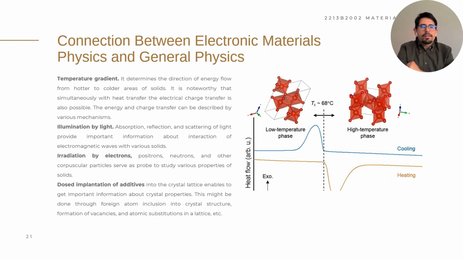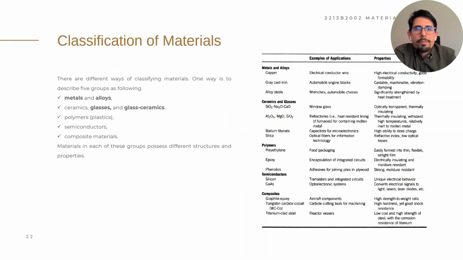Interaction with light and particles. The absorption, reflection, and scattering of light provide insights into the interaction between electromagnetic waves and solids. They are crucial for optical materials. Irradiation by electrons or other particles, or dosed implantation of additives, or doping, vacancies formation, and atomic substitutions are some other key concepts of the topic.